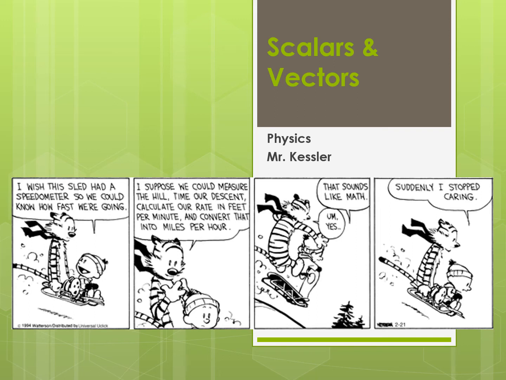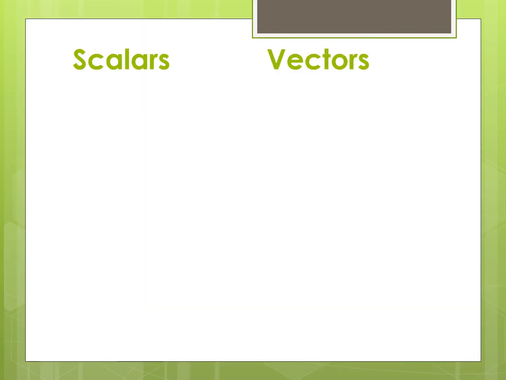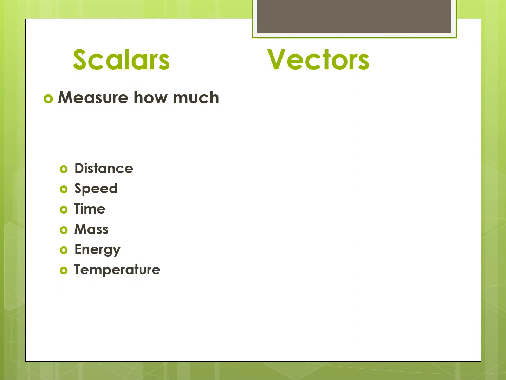Scalars and vectors. Scalars and vectors are types of measurements that we use in science. Now we're used to scalars because they measure how much. Measuring how much, that's referred to as a magnitude. Examples of scalars include distance, speed, time, mass, energy, and temperature. Now these are scalars because they don't include a direction.